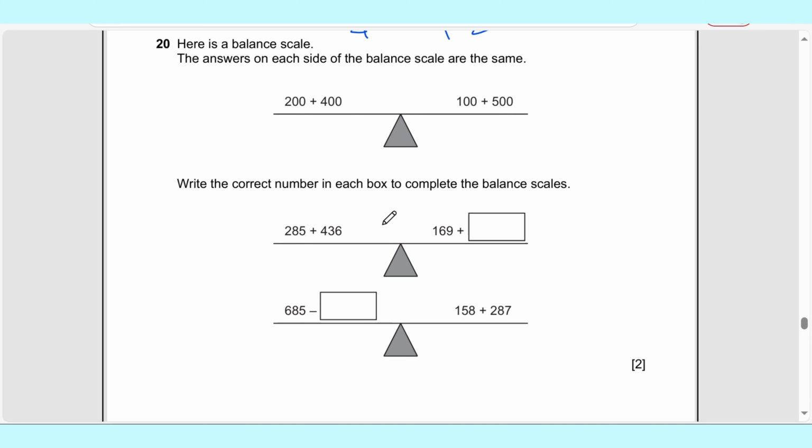Next, okay, number 20. Here's a balance scale. The answers on each side of the balance scale are the same. Here 600 and 600, the total. That's why the scale is balanced. Now write the correct number in each box to complete the balance scale. Here, timer.